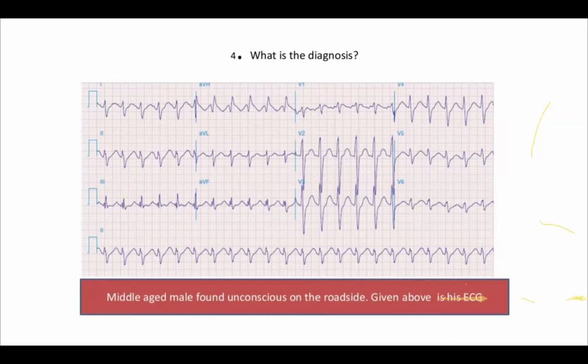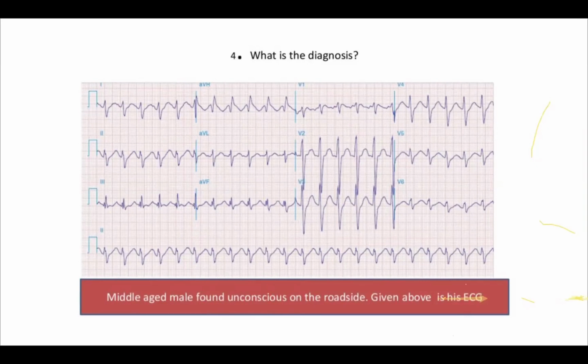So what is this? Anyone? SVT? Sorry? Supraventricular tachycardia. So there's a tachycardia. Looks like sinus tachycardia, but that doesn't give us much information from the ECG. They won't give you just a sinus tachycardia ECG in the OSCE, so there should be something hidden.